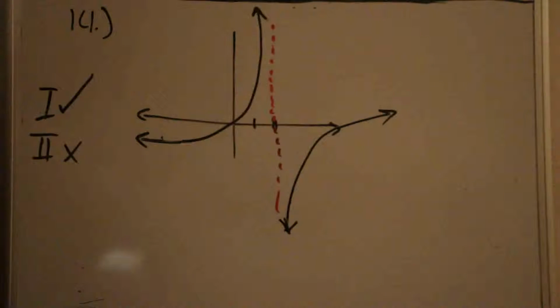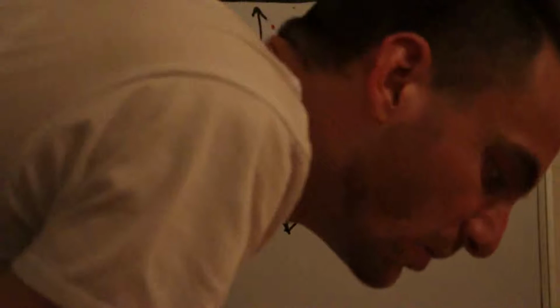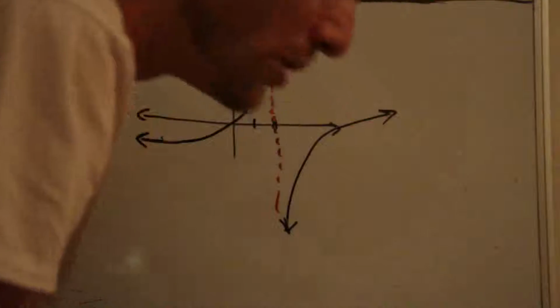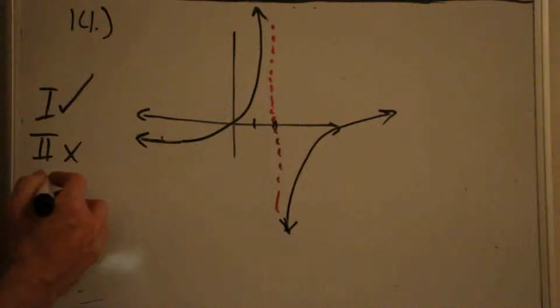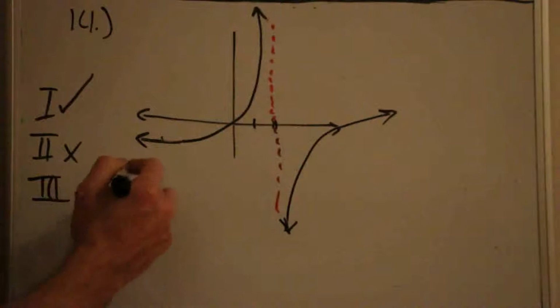Statement number 3 says the limit of f of x as x goes to 2 from the left is positive infinity. Oh, whoops. I read number 1 wrong, but it's still correct. So number 3 is what I said for number 1. So that's 2 from the left, and that's correct.